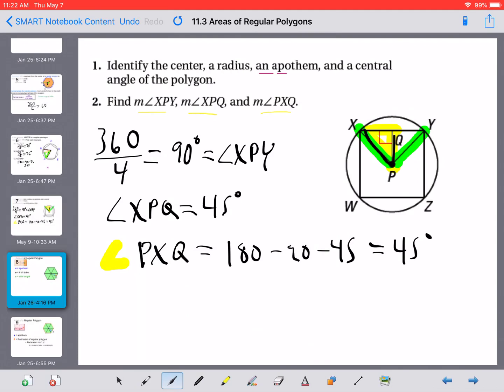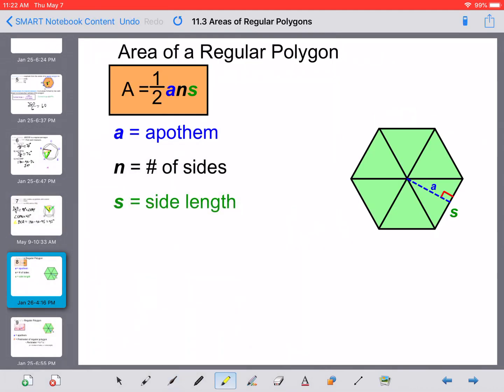All right, now let's talk about how we actually find the area of regular polygons. So the area of a regular polygon is 1/2 times the apothem times the number of sides times the side length. Make sure you put this in your notes somewhere. You need this. Actually, it's going to change in just a minute a little bit.